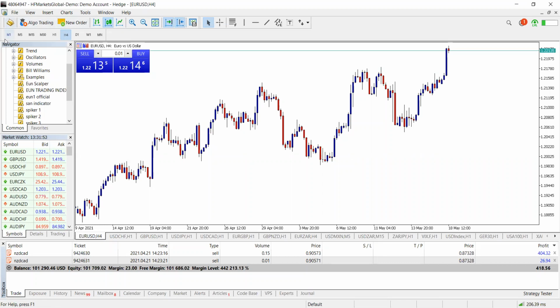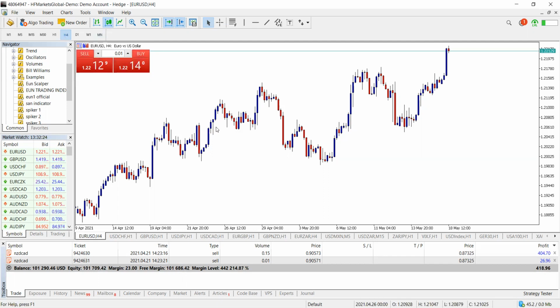Where I am right now, do you see this M1, M5, M15, M30? H1, H4. These are called time frames. They are the most important tools when you are analyzing. I'm going to teach you more about them.